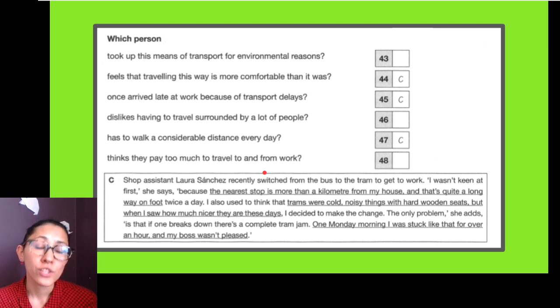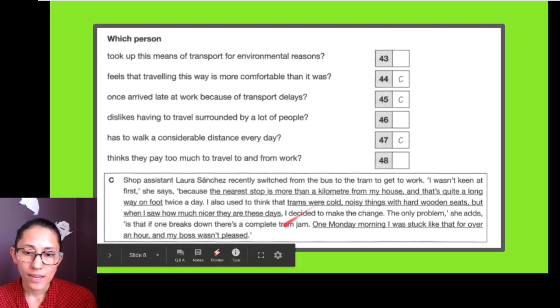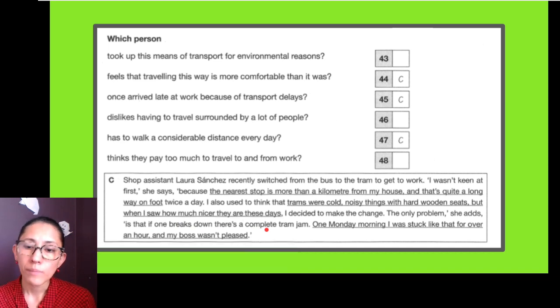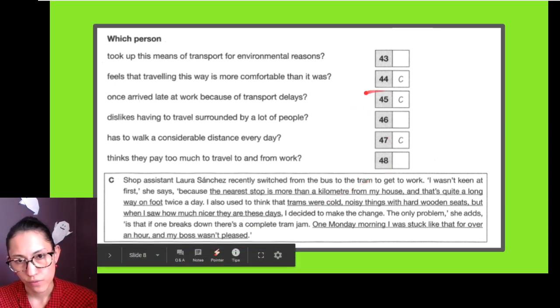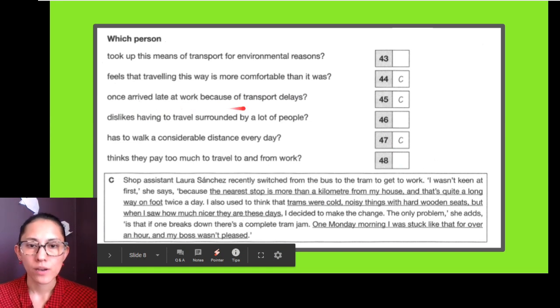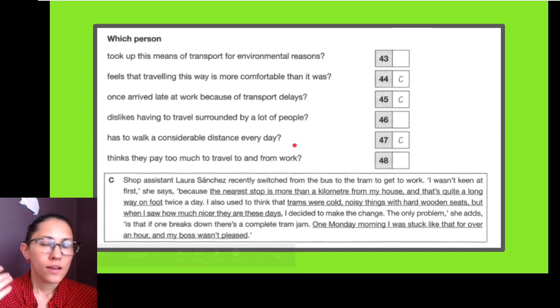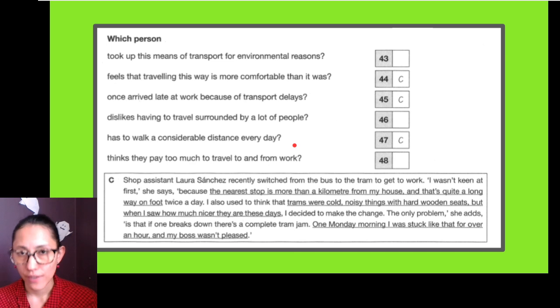And finally, if we continue reading this text, you will find the last comment: the only problem is that if one breaks down, there's always a complete jam, a tram jam. One Monday morning, I was stuck like that for over an hour, and my boss wasn't pleased. And that idea is matching question 45: once arrived late at work because of transport delays. As easy as that, and sometimes as difficult as that, okay?